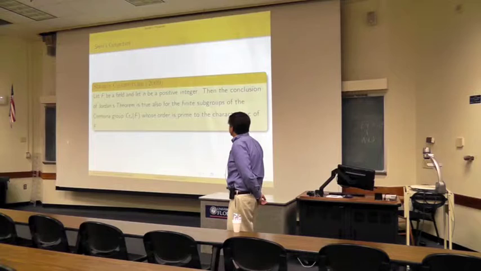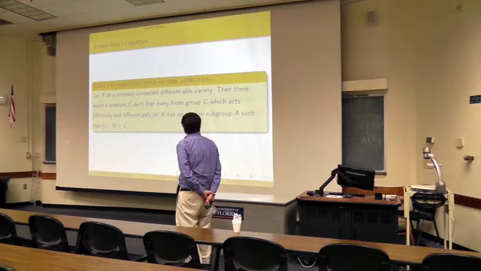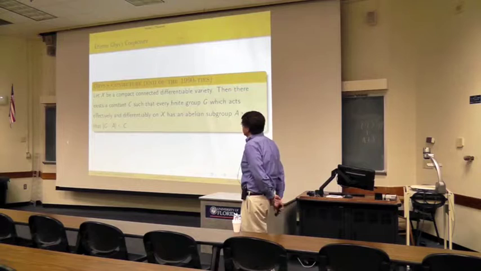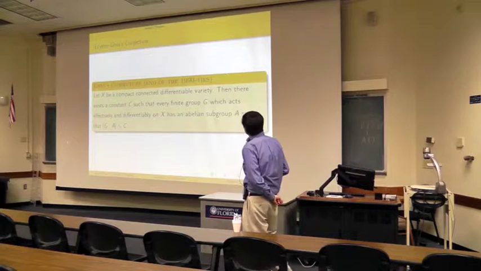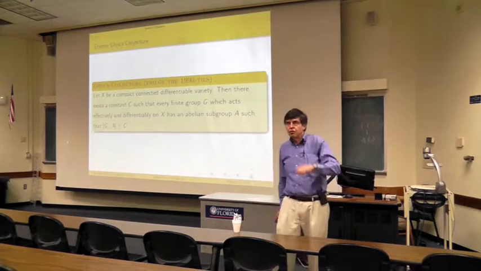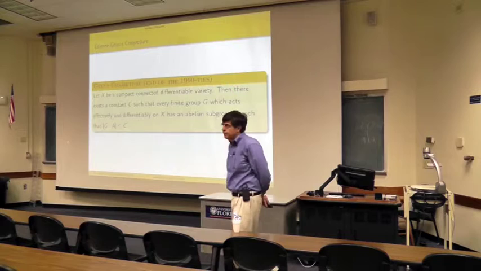Now, in a different kind of setup, there is Ghys' conjecture that says that if you have a compact connected differentiable manifold X, then there exists a constant depending on the manifold, C_X, such that every finite group G which acts differentiably and effectively on X has an abelian subgroup whose index is at most C_X. So the conclusion will also be true when you fix a compact connected differentiable manifold. This is a conjecture.